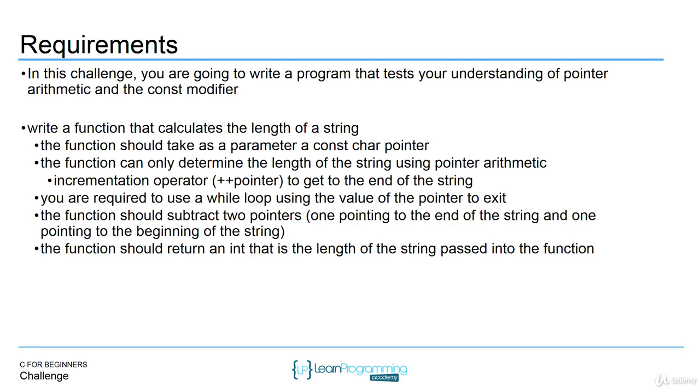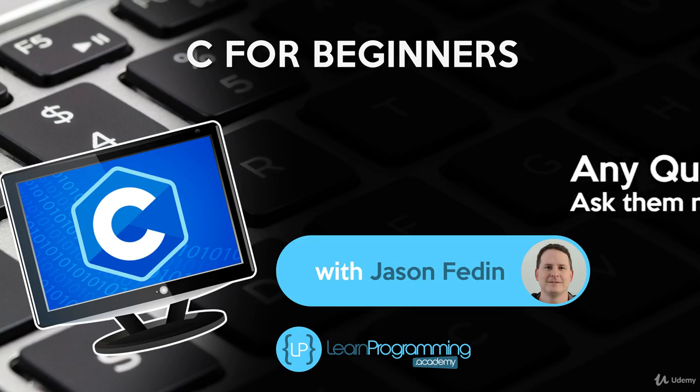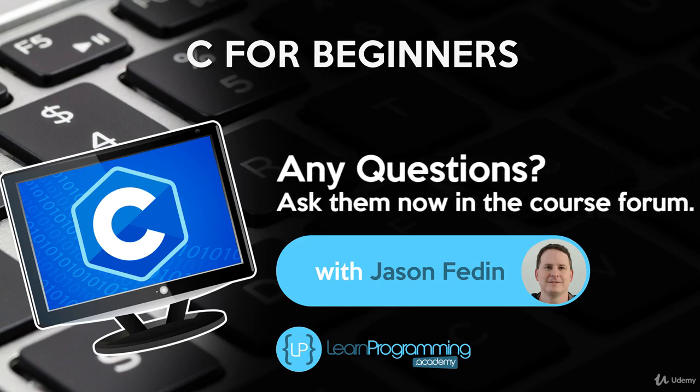So this assignment is getting you familiar with pointer arithmetic and also how to use the constant modifier, because you don't want to change the actual value that it's pointing to, and subtracting two pointers as well, and also using a while loop where you can look at the pointer's value itself to determine the null character.